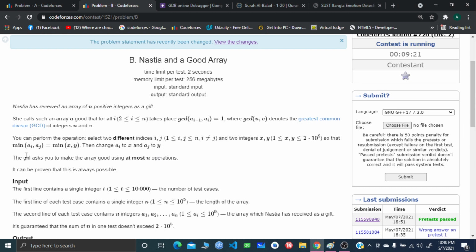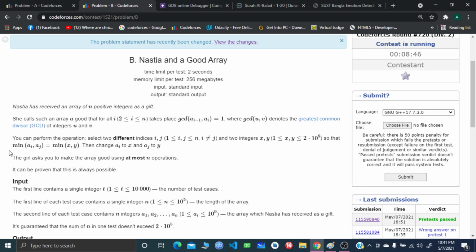The condition is that the minimum out of ai and aj should be equal to the minimum of your own choice. Now what does that statement actually mean? It means that out of those two integers, one of them should be the minimum, and you have only one independent choice. Your independent choice is actually only one integer, not two, by allowing this statement.